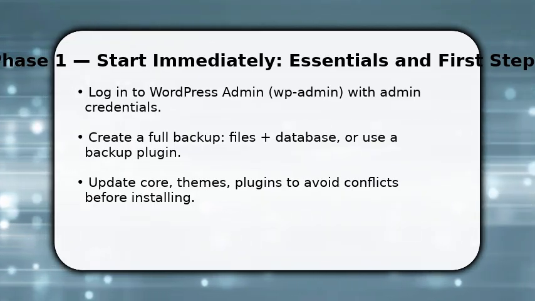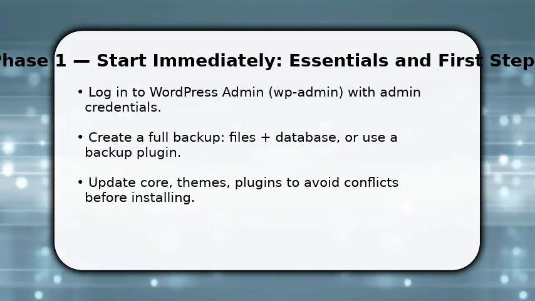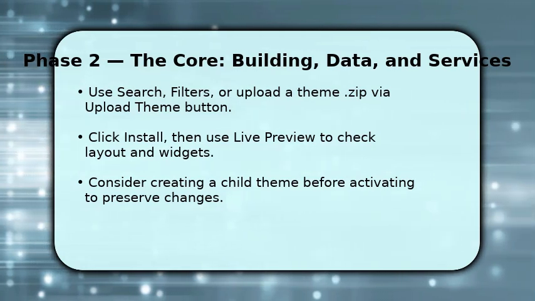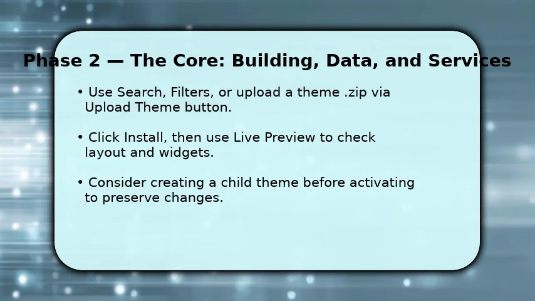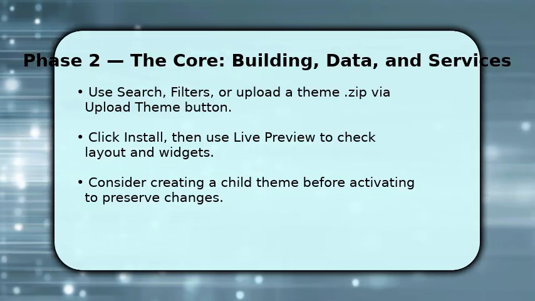From Add New, you can browse featured, popular, or upload a theme zip file when ready. Search or filter themes by feature, layout, or subject to find a match, and click Install when you find one. If you have a commercial theme, use Upload Theme and select the zip.